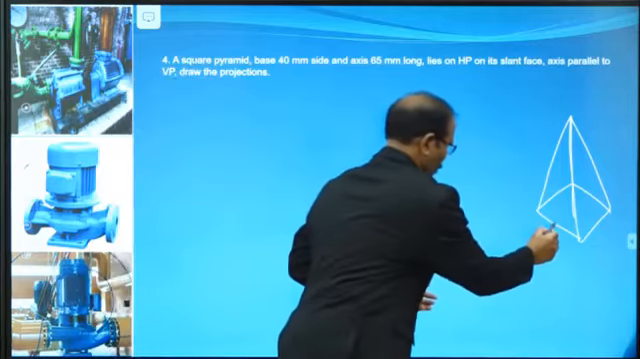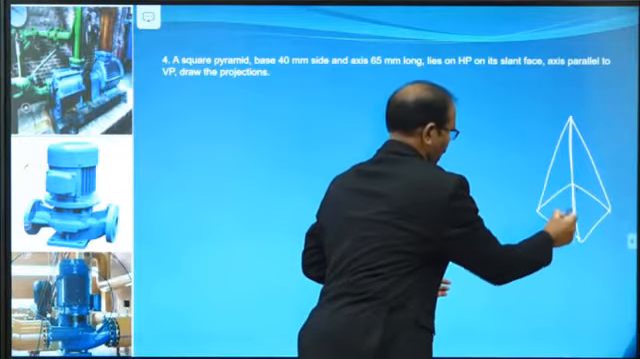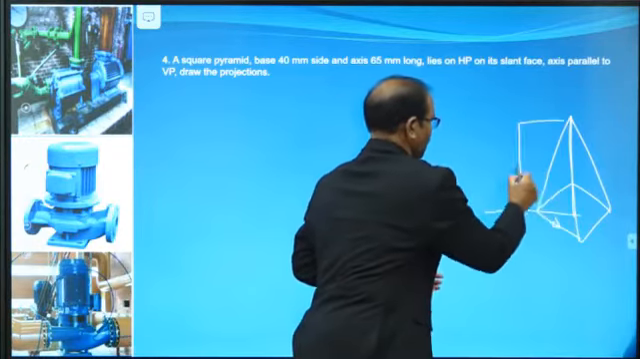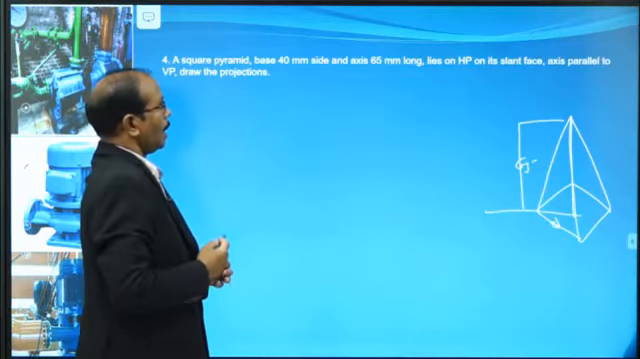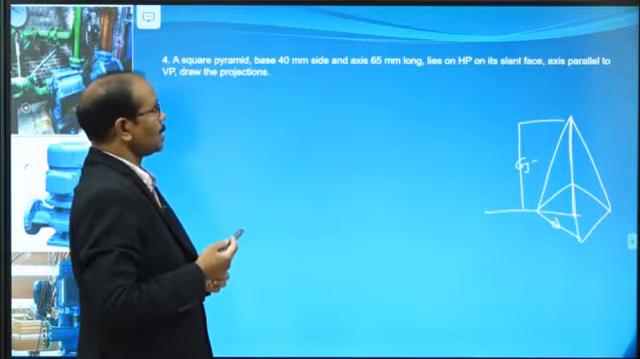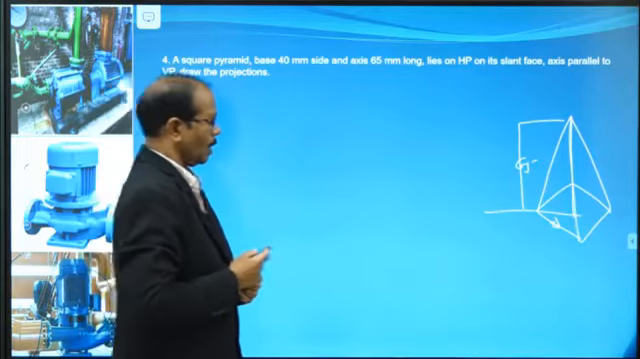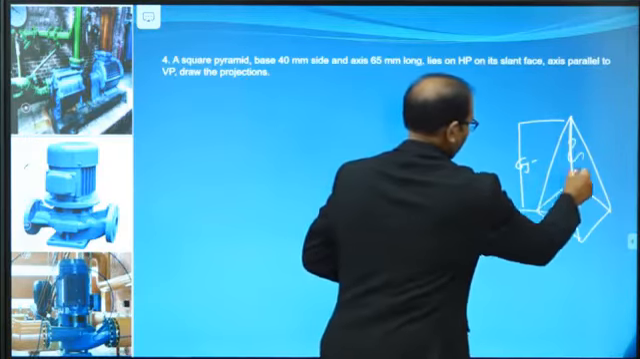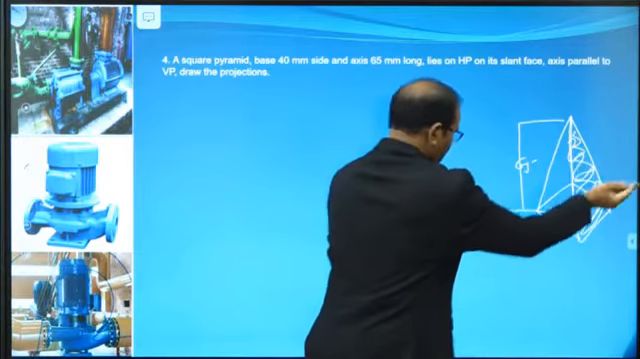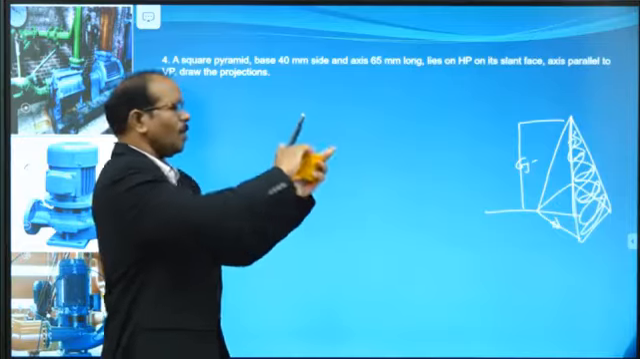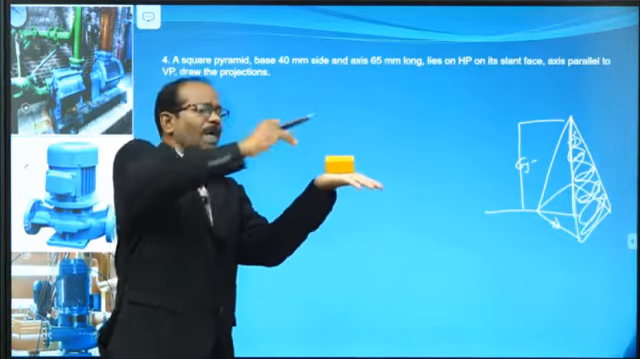40, 65. So this is the 40. Axis height, center to center, is 65. It lies on HP on its slant face. Now this is the slant face. So it is resting on a slant face.